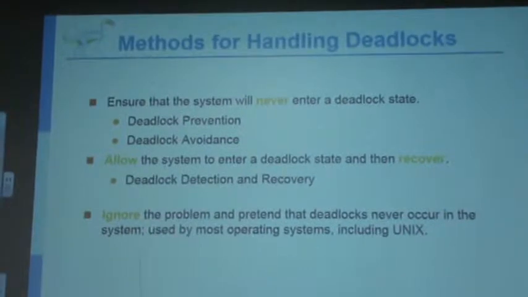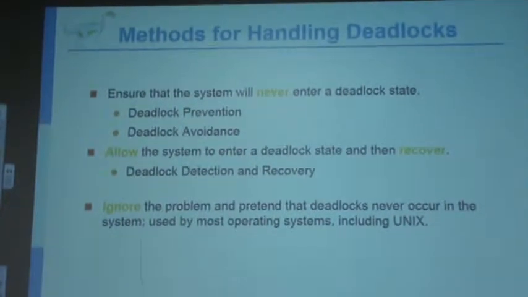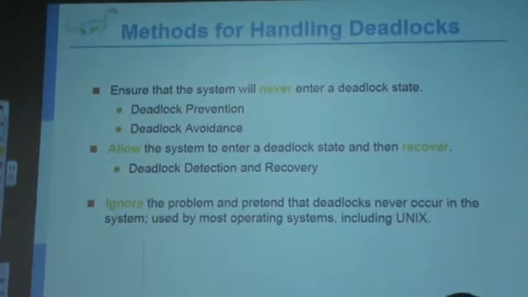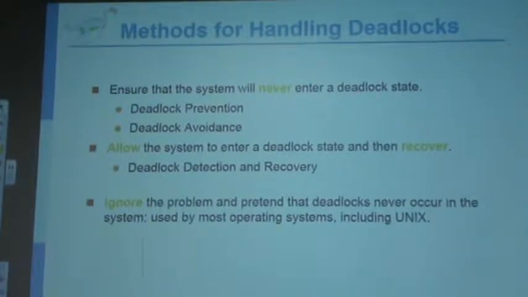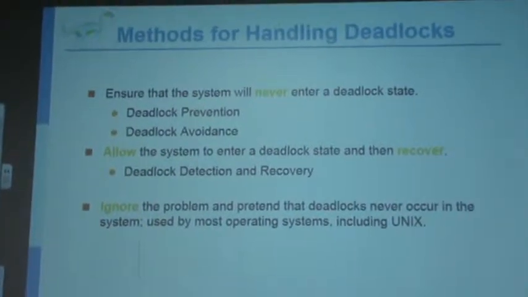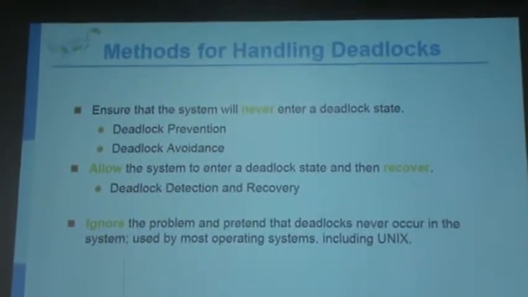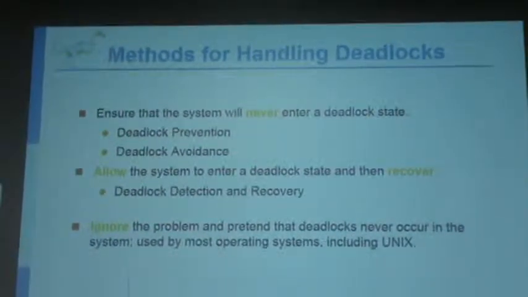Then how can we handle the deadlock situation? There are three different ways. One way is to prevent the deadlock or avoid the deadlock. The second solution is we allow the system to progress to the next state, but if we find the deadlock situation, then we solve that problem. How can we solve the problem? By reallocating or backing up, we can find the solution.